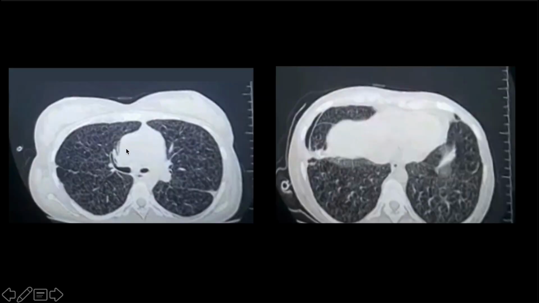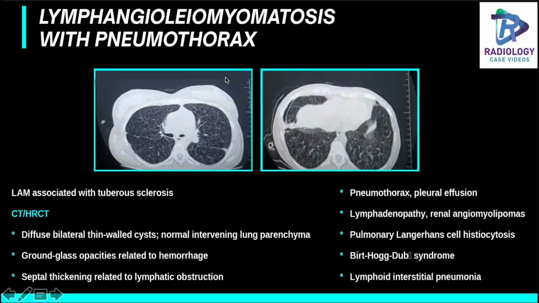Another interesting case. You are seeing multiple cystic lesions with intervening normal parenchyma in both lung fields. There is some amount of fibrosis and pleural thickening. You are able to see a central dot-like structure within the intervening parenchyma. You are able to appreciate a pneumothorax, a very tiny pneumothorax here. So this is a classic case of lymphangioleiomyomatosis.